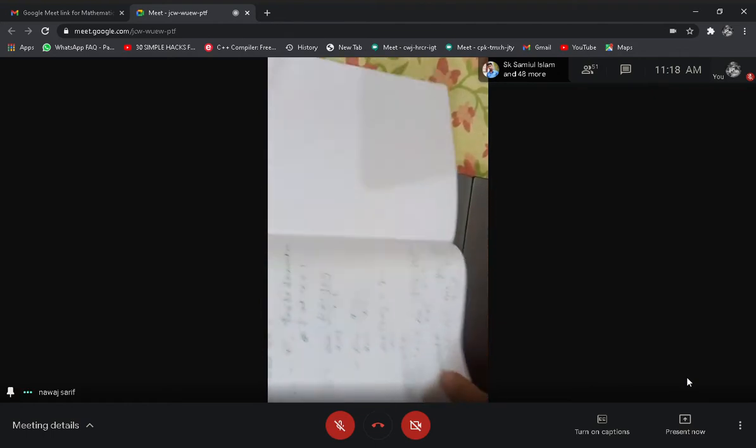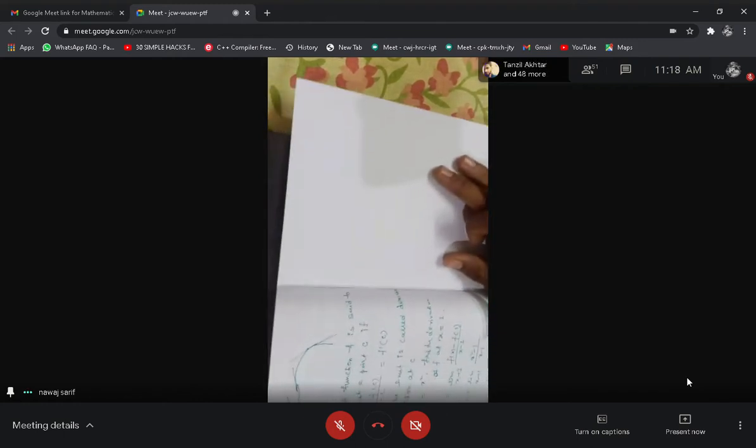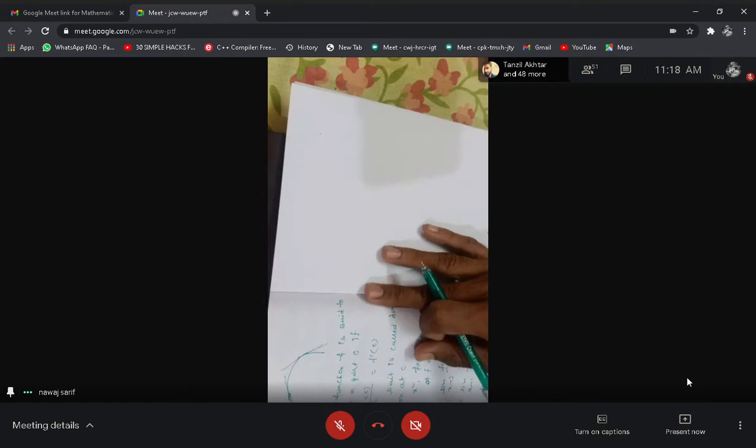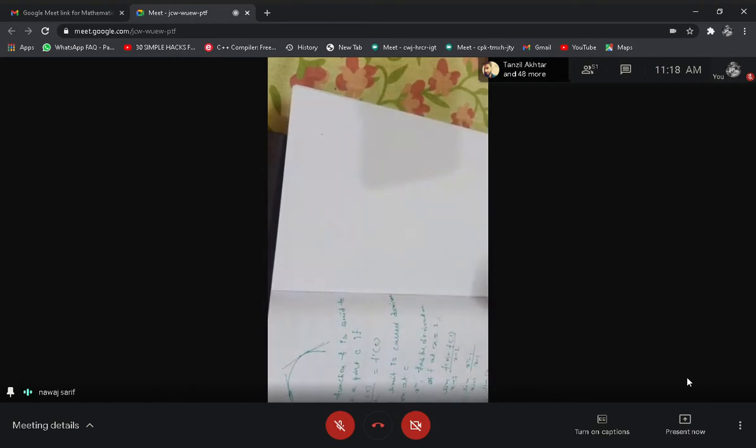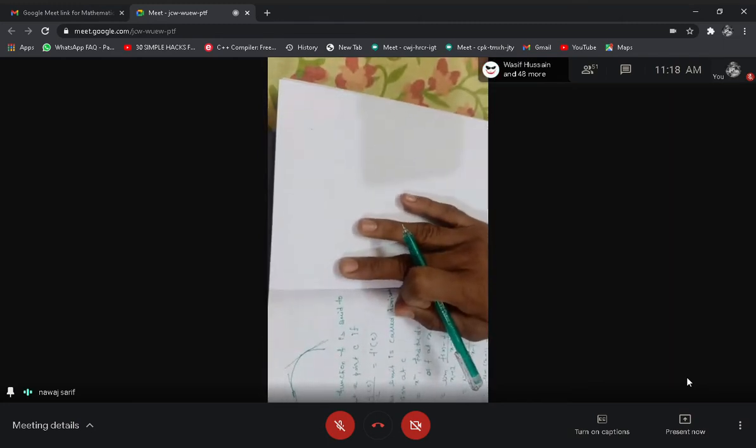Now, what is the relation between derivative and continuity? Do you know what is the relation between derivative and continuity? Sir, all derivable functions are continuous, but all continuous functions are not always derivable. That means if a function is derivable, then that is continuous, but if continuous, then we cannot say about derivatives. That means the converse is not true always.